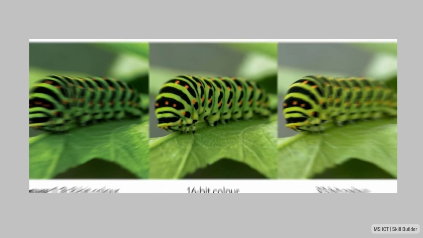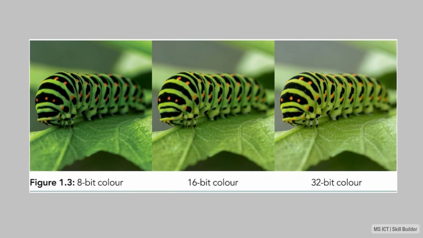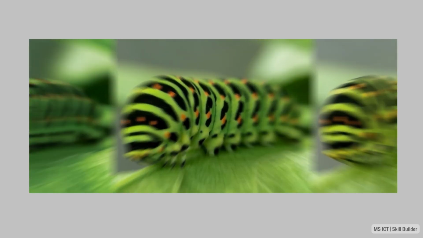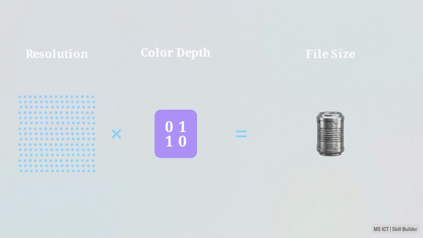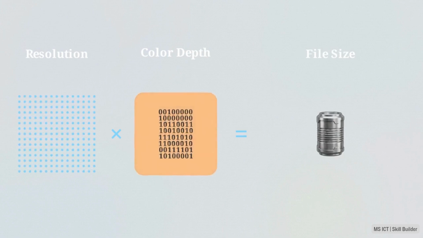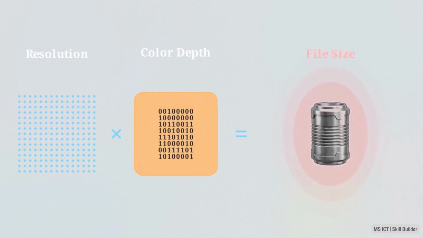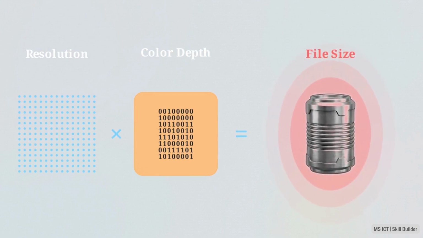Question 2. Look at these side-by-side images of a caterpillar. If you double an image's resolution and its color depth, what is the exact consequence on the file size? The file size increases significantly. You are multiplying a higher total number of pixels by a heavier binary value per pixel, requiring more data for the same image.